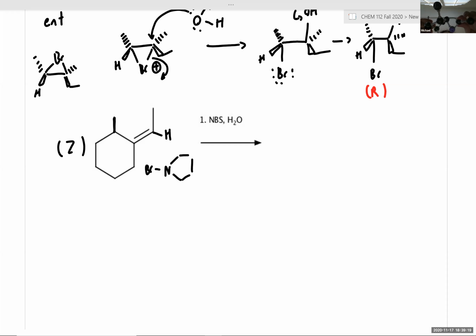Okay, so we've made our bromonium intermediate. And now we're just going to draw what we see after generation of this bromonium intermediate. For this bromonium intermediate, let's try to identify what things are in front, what two things are pointing towards us.